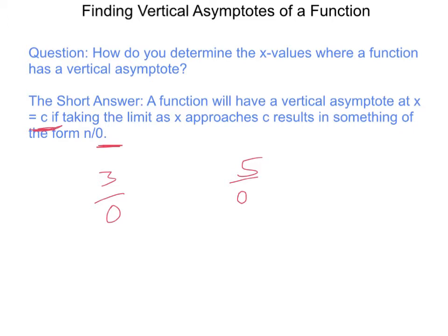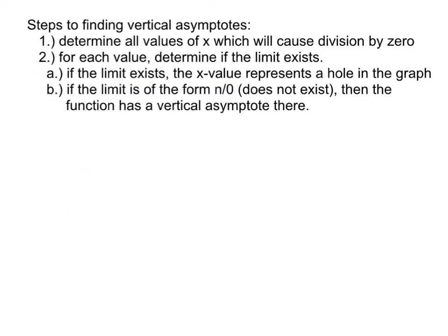a vertical asymptote. The video that we just talked about gave the idea that we can't actually compute 3 over 0, but as we approach 3 over 0, we get huge numbers, which result in a vertical asymptote for a function. So if you're looking for where a function has a vertical asymptote, you're looking for where there's division by 0, and where the limit looks like this. If you'd like specific steps, these are your steps.